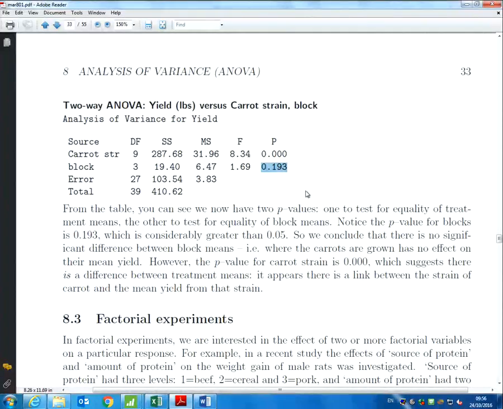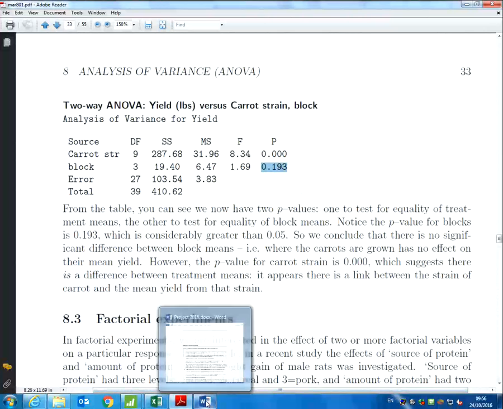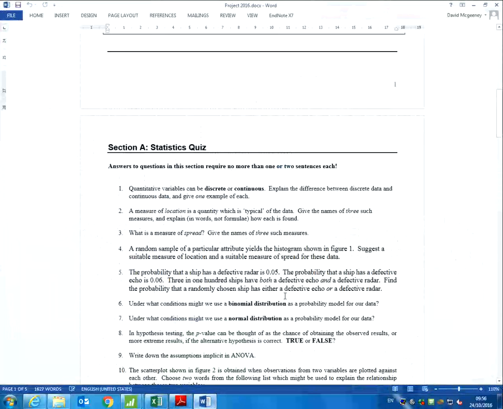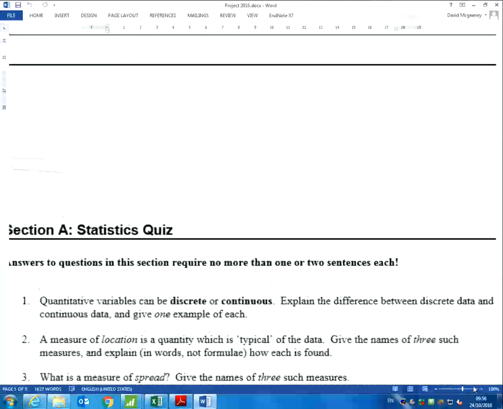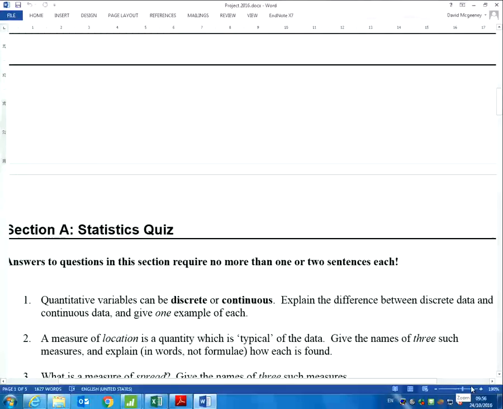Something that I'll just very briefly show you before we finish would be the project. I will give you the project next week. You will have 4 weeks to do it. That's the regulations of your school. I don't want to give you it too early because we won't have covered enough material.